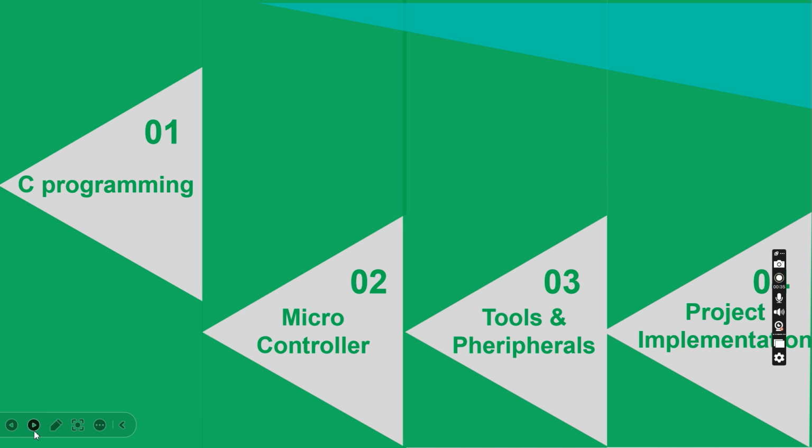The PPT is going to cover four major topics we have covered throughout the internship. First one is C programming, and then the microcontroller, that is PIC 16, and then various tools and peripherals we have learned, and finally the project implementation that we have done. Let me start with my PPT presentation.